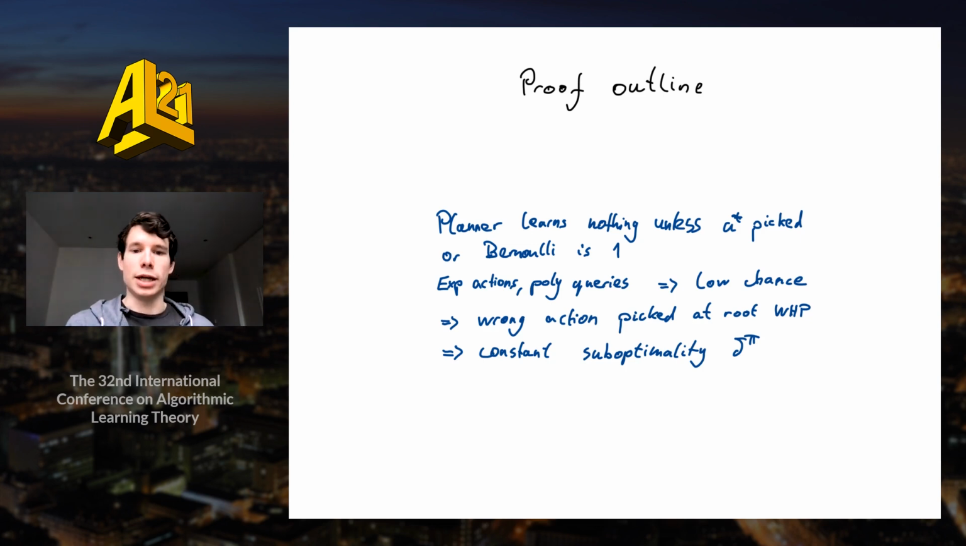So the outline of the proof is that the planner learns nothing unless it happens to pick A star, or if it observes a Bernoulli outcome of 1. But there are exponentially many actions, and if there are only polynomial queries, then the first of these will happen with a very low chance. But the second of these, the Bernoulli, will also happen with a very low chance because its expectation will be so tiny. It will always happen to be 0 if you only have polynomially many queries. So this means that the wrong action will be picked at the root of this MDP with high probability, which will give us a constant suboptimality gap for this policy. So this is how the proof is going to look.